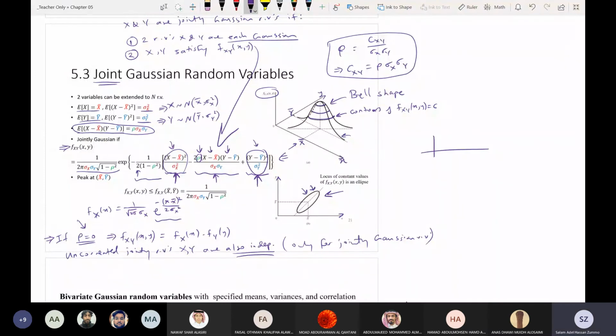Now, if the two random variables are independent and have the same variance, the contour will look like this, a circle.